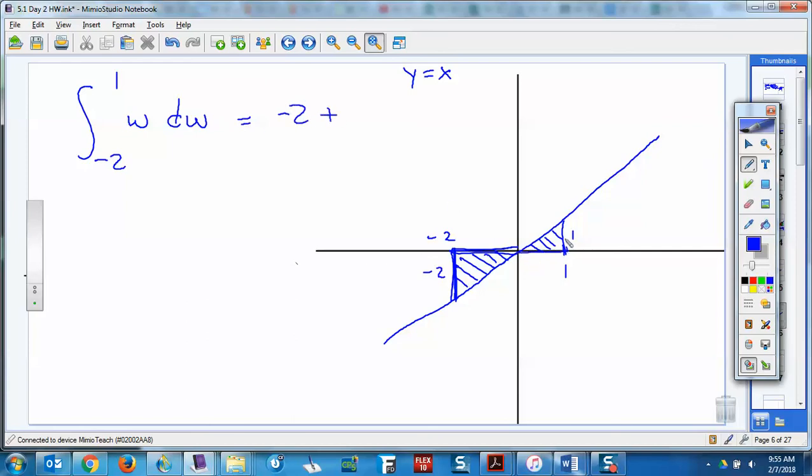Plus, what about this one? 1 by 1. That's 1/2, right? 1/2 base times height. So that's 1/2. What's -2 plus 1/2? -3/2. -1.5. Makes sense because it looks like there's more negative area than there is positive area. Okay?